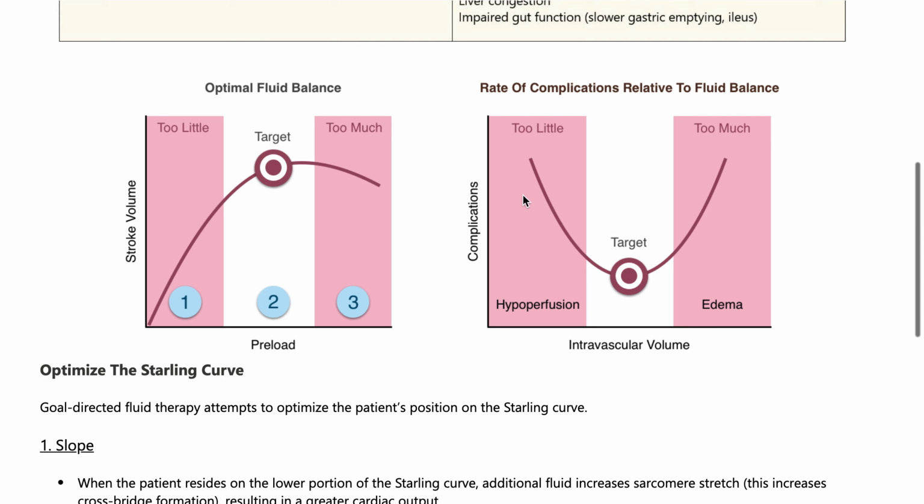So these are just sort of visual illustrations of what we talked about. If you have your target preload, which is represented in the middle here, number 2, then you have optimal stroke volume. But if you exceed your preload by giving too much fluid, then there's actually a decrease in your stroke volume, albeit it's a slower downslope than your increase, but still you can actually impair stroke volume with excessive preload. And then on the right, the rates of complication relative to fluid balance. So too little, hypoperfusion, you have an increase in complications, and too much, you have edema.